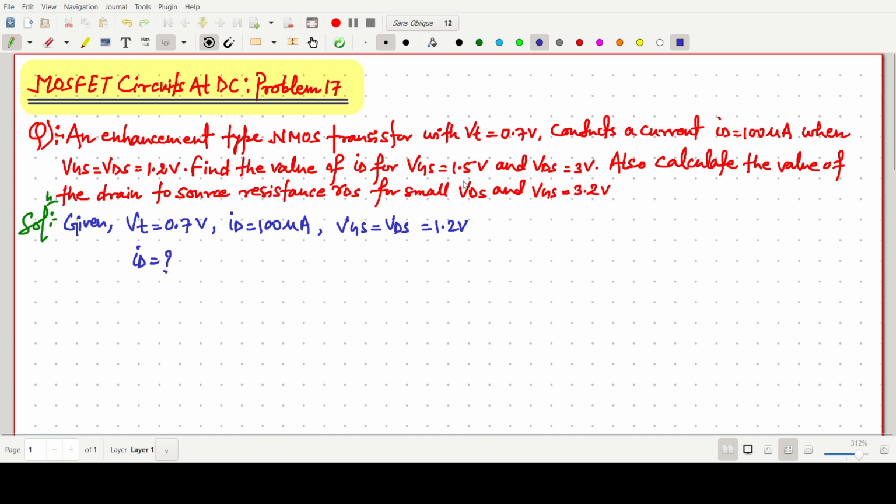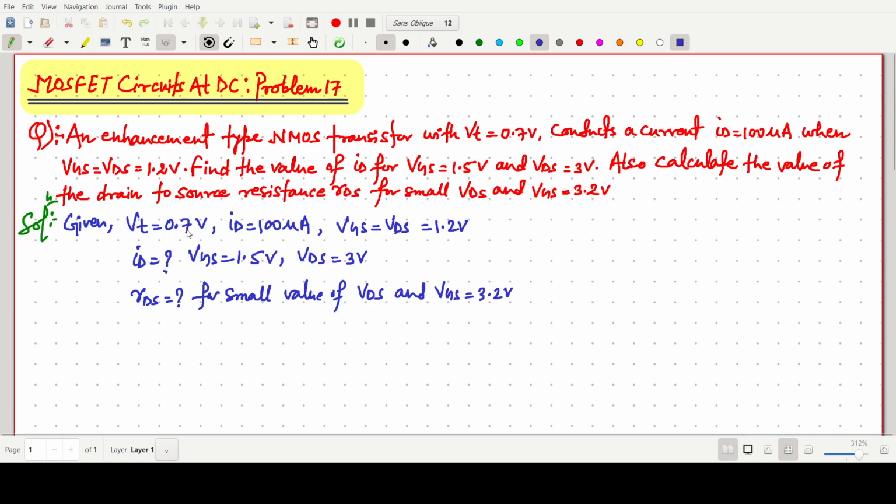for VGS 1.5 volt and VDS is also given, 3 volt. So these two things, we have to find ID, and in the next page we have to find the value of RDS, for a small value of VDS and VGS equals 3.2 volt. So these are the things we have to find: ID for VGS 1.5 volt and VDS 3 volt, and RDS.